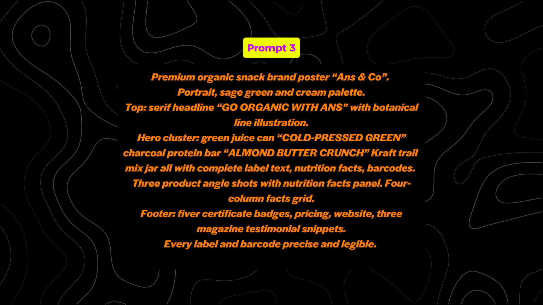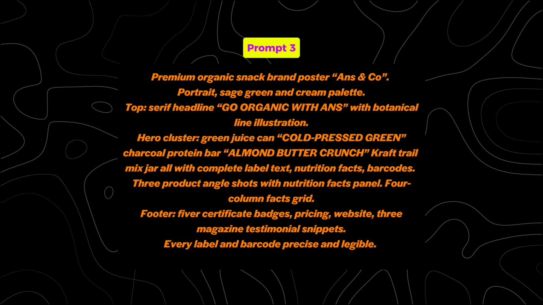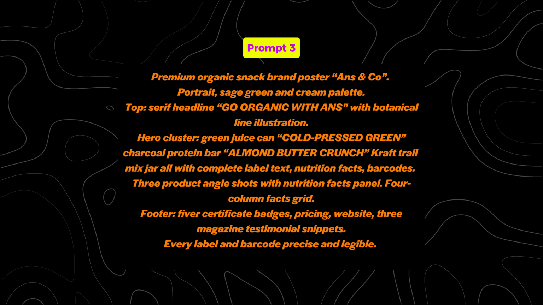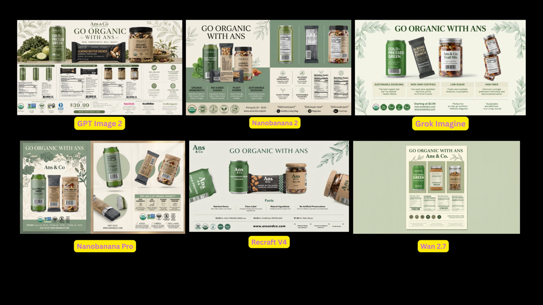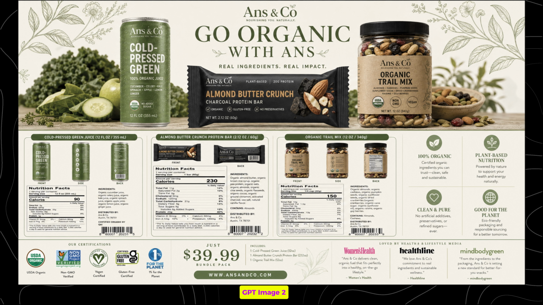Okay, this is round 3, and this time the prompt was a product advertisement sheet for Uns & Co., an organic food brand with 3 products: a cold pressed green juice, an almond butter crunch protein bar, and an organic trail mix. We are judging on product accuracy, text coherence, layout quality, and how believable it looks as an actual ad. Here is the GPT Image 2 result.